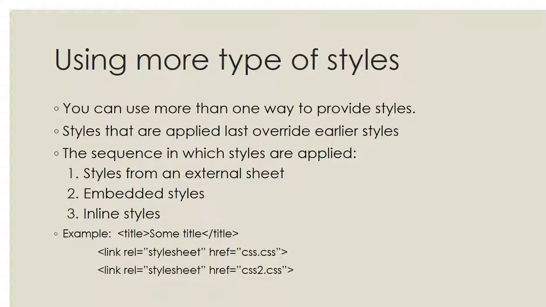The next thing is using more than one type of style. You can code it in there, but there is a rule to how these will be sequenced. The styles are applied as the external sheet, the embedded, and the inline. That's going to trump each one. If you use more than one way to provide styles for a page, the styles that are applied last override the styles that are applied earlier. Such as if you're using more than one external style sheet, it would be applied from the first to the last. And as you see, the CSS would be applied first, and then the CSS2 would be applied second.